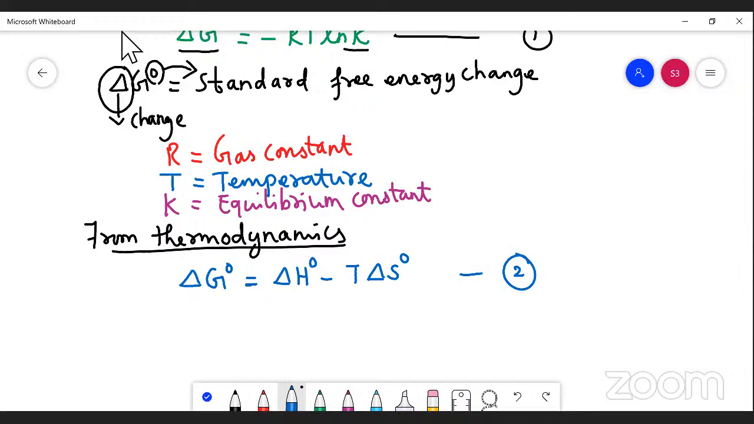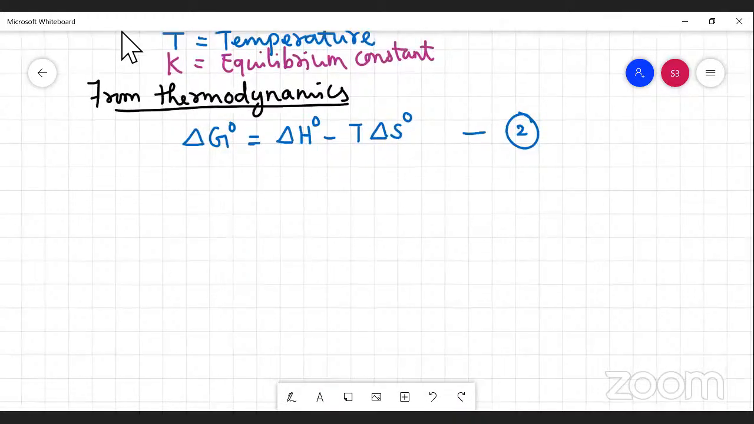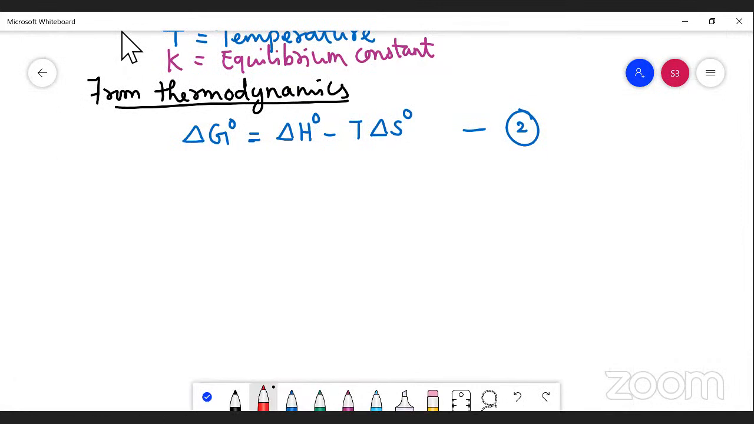Now compare the first equation, del G naught equal to minus RT ln K, with the second equation, del G naught equal to del H naught minus T del S naught. Here, what is this del G naught? We know already that this del G naught is the standard free energy change.